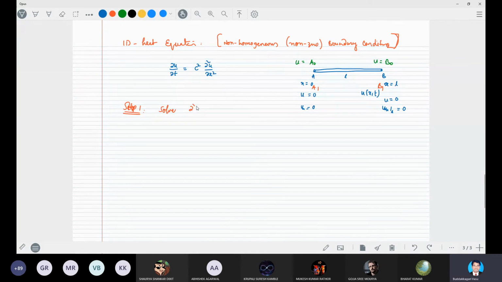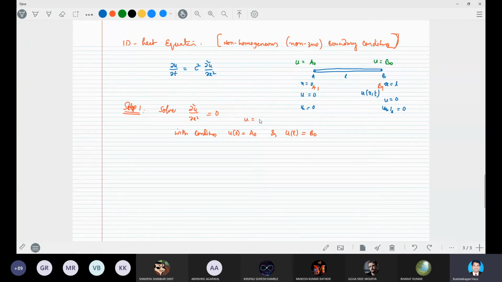Solve the equation for the steady state condition, equal to 0, with u(0) equal to A0 and u(L) equal to B0. Okay, solve this one. What will be the solution of this one?